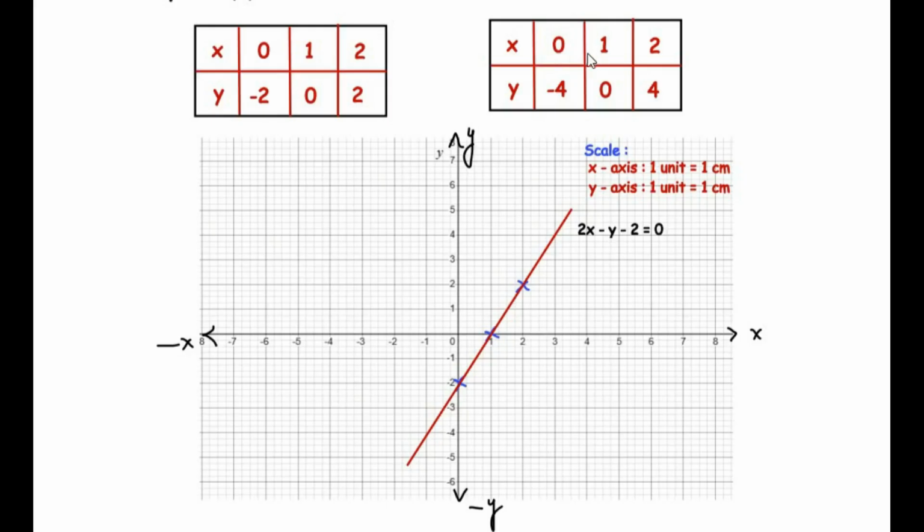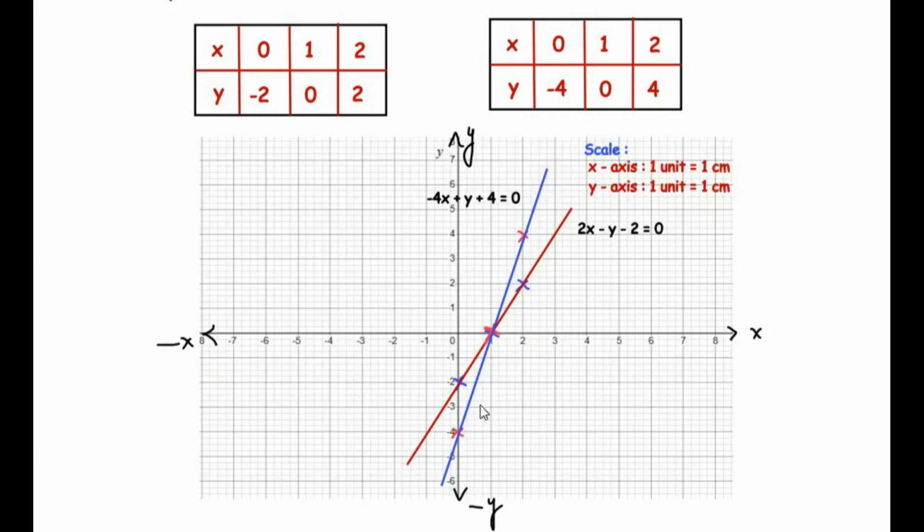Now let us focus on the second line. So the coordinates were 0, -4. So it is again going to be on the y-axis. So 0, -4 will be over here. Now 1, 0 will be again on this point. 1, 0 comes on the x-axis. And the third point is going to be 2, 4. So when x is 2, y is 4. So it is going to be over here. So let us draw a straight line joining these 3 points this way. So this blue line represents the second equation, which is -4x plus y plus 4 equal to 0.